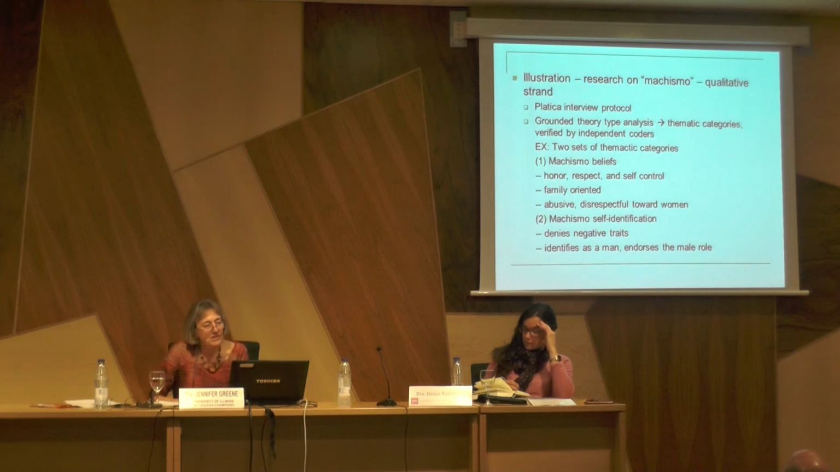Then they do a grounded theory type analysis, developing thematic categories, and they get some cross-validation. And I'm taking small pieces of what they did for illustration. What they did is much more elaborate than I'm presenting. But you see that my examples are, they have 2 sets of thematic categories. They have more, but I'm using 2 of theirs, for example.